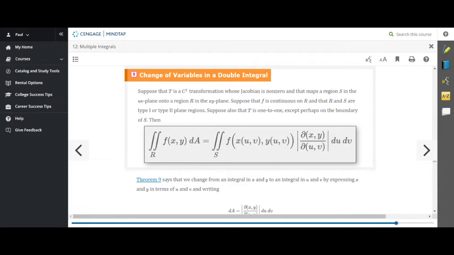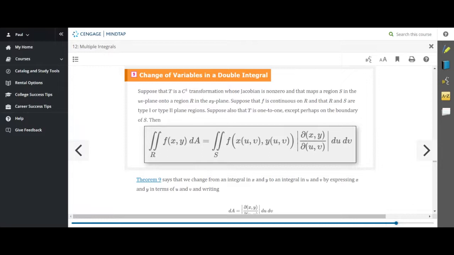And there is an adjustment to the double integral. Naturally, x gets replaced with its function of u and v in the integrand, and y gets replaced with its function of u and v. But then you also have what's called a Jacobian adjustment. That's what that looks like: an absolute value with the partial of x and y over the partial of u and v. That stands for a Jacobian, and that's the adjustment that needs to be done.